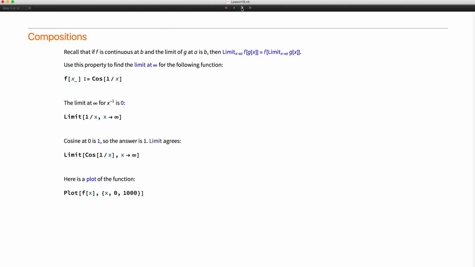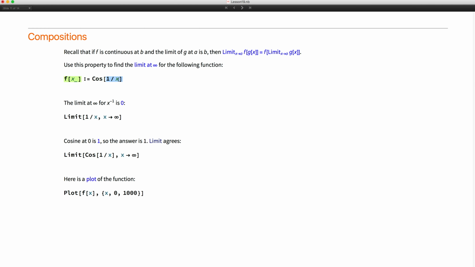Okay, so how about composition? So remember that if you have a composition of f and g and you want to find a limit as x approaches a, then what you could do is you could take the limit inside the function f, so to speak, provided that f is continuous and the limit exists. So here's an example. Your function cosine of 1 over x, that's a composition. So if you look at the inner limit as x approaches infinity, then you get back 0.